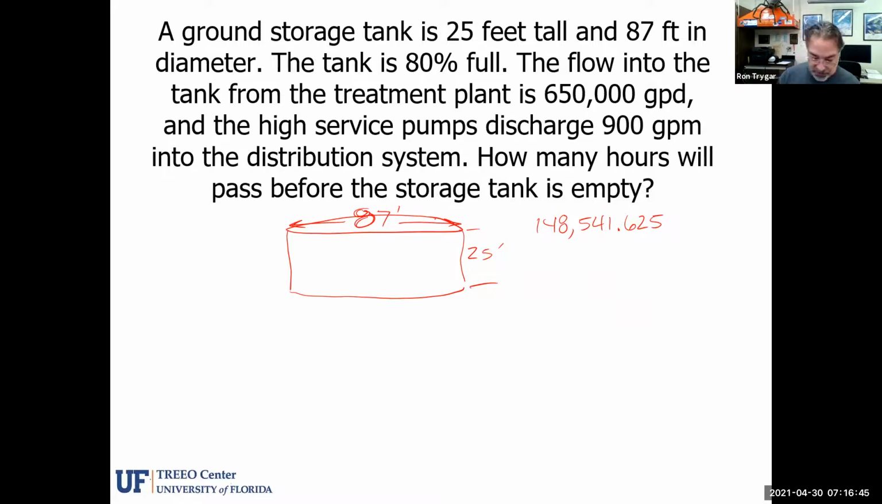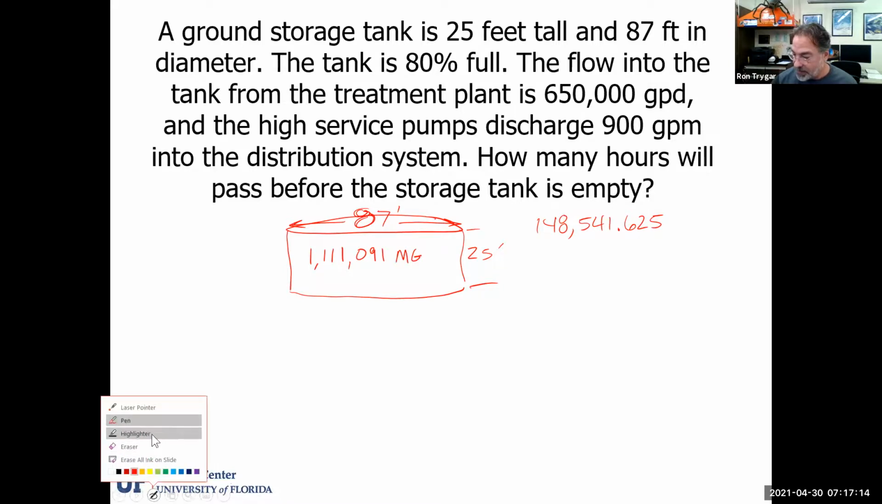So let's go ahead and multiply this by 7.48. And I came up with a tank that holds 1,111,091.355. I'm just going to drop off the 0.355 and go with the number you see here. So we're going to put here million gallons. I'm sorry, that's not million gallons, that's just gallons. I apologize. Million gallons will be 1.111, but we're just going to put gallons here.